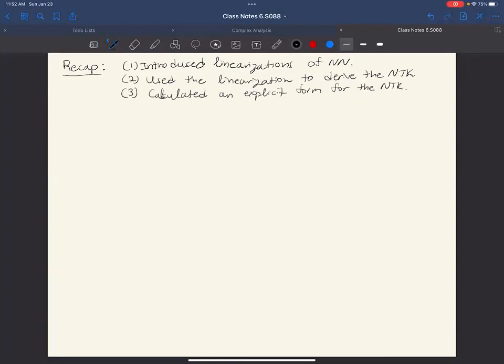This is all great, but it doesn't actually tell us that training neural networks is equivalent to using kernel regression with the NTK. We actually haven't made that connection yet. So what is the connection between neural nets and the NTK?